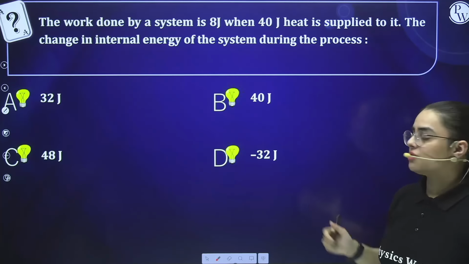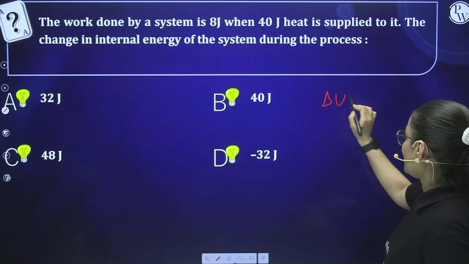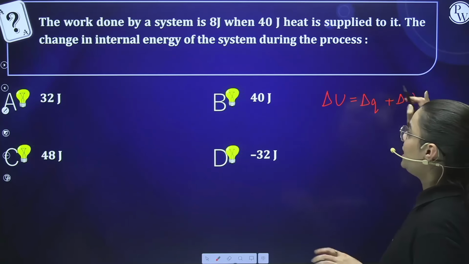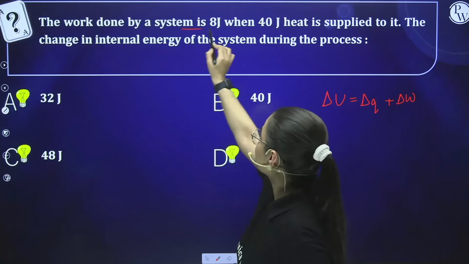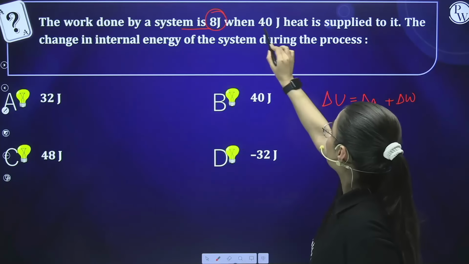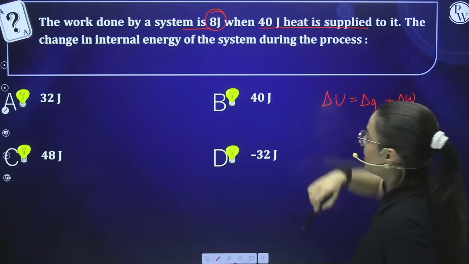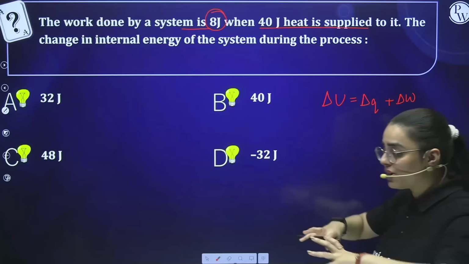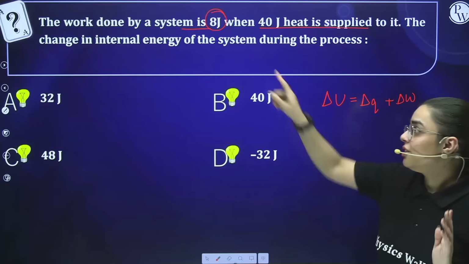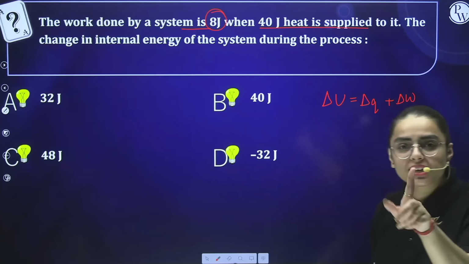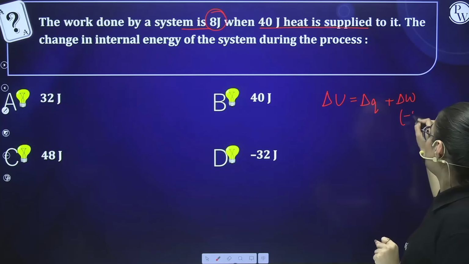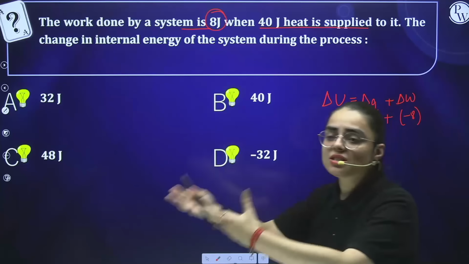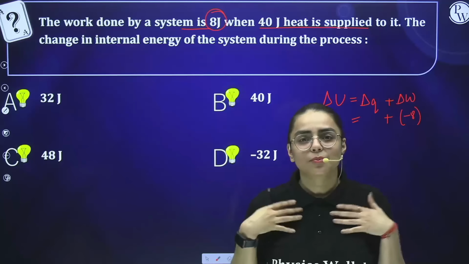So students, it is a quite simple formula. Delta U is equal to delta Q plus delta W. Now, you need to see: work done by the system is this much when 40 joule heat is supplied to it. When you are supplying something, it turns out to be positive, but when someone is doing something, it is negative. Work is done by the system, so work done is here negative. So it will be minus 8 plus... here heat is supplied to the system, we are getting something. If I am getting something, it will be positive.